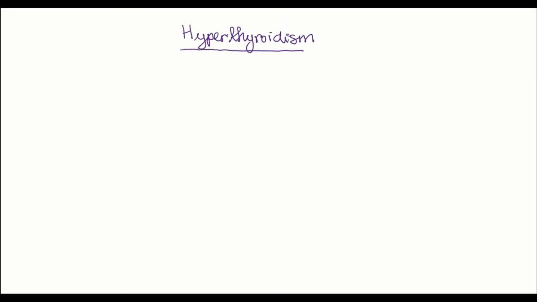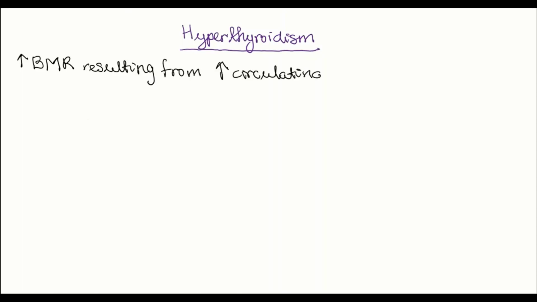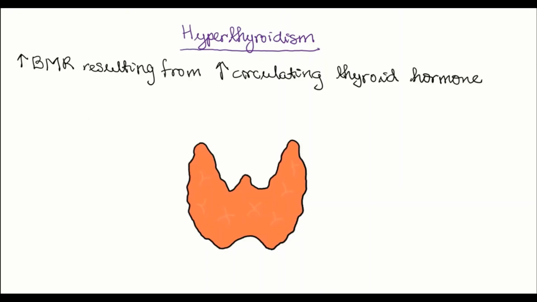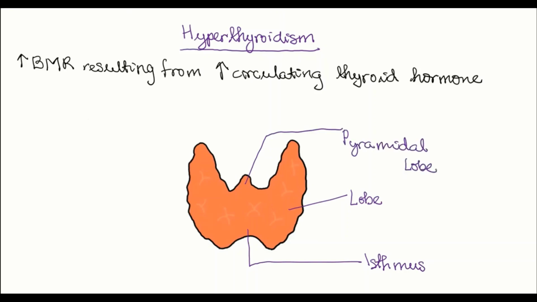Let's look at hyperthyroidism. Hyperthyroidism refers to a state of increased basal metabolic rate resulting from elevated levels of circulating thyroid hormone. The thyroid gland is a fleshy, brown, bow-tie-shaped gland that is located in the neck. It lies on the thyroid cartilage and is attached to it. It's made up of two lobes, and these two lobes are joined by something called the isthmus. It may have a pyramidal lobe sitting on it, as we can see here.